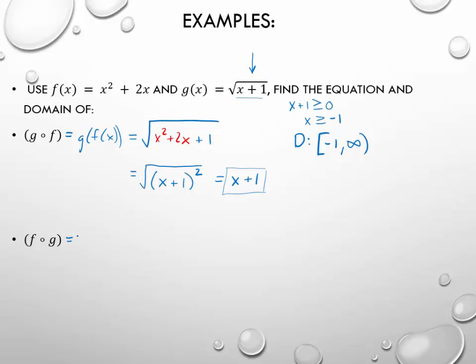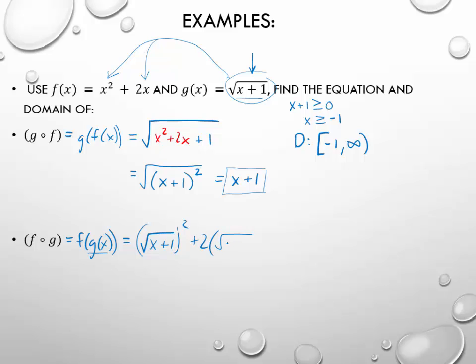All right, so let's take this and plug it in for x here and here. Because we're going to do f of g of x. We're going to take g of x and plug it in for the x value of f. So that is going to be the square root of x plus 1 squared plus 2 times the square root of x plus 1.